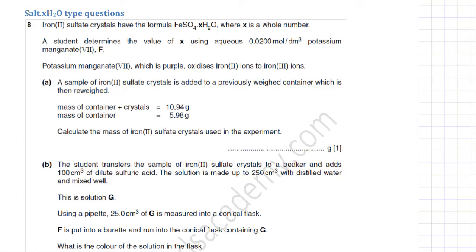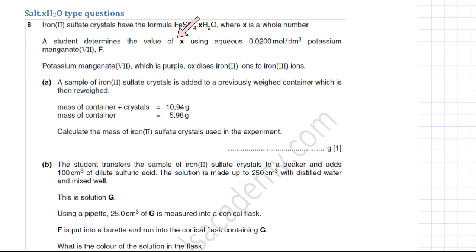The following moles and titration question, taken from an ATP past paper from O levels, is about finding the water of crystallization X in this sample. The question reads that iron 2 sulfate crystals have the formula FeSO4.xH2O, where it's a hydrated salt. So there's water in it, and we need to find out the mole ratio of the salt and the water molecules in the crystal, where X is a whole number.